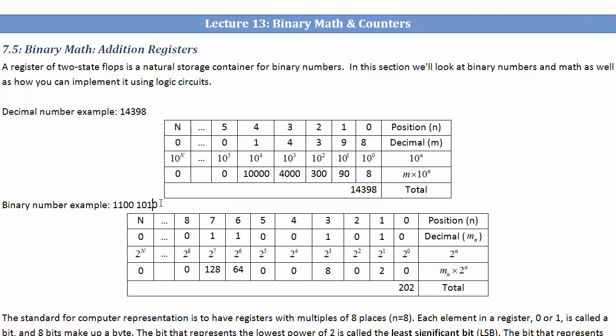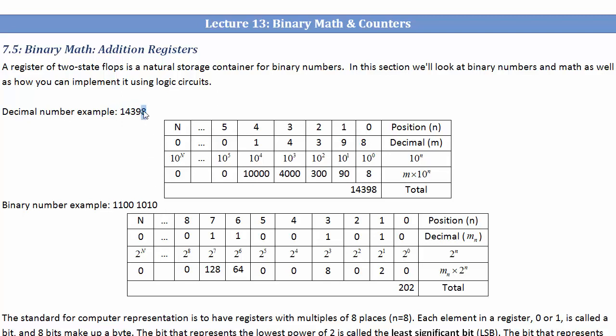So this number here means that we've got a 1 at 2 to the 7, a 1 at 2 to the 6, a 2 to the 3, and a 2 to the 1 added together. So that's 128 plus 64 plus 8 plus 2, or 202 in total. It works the exact same as our regular decimal numbers do, except for powers of 2 instead of powers of 10.